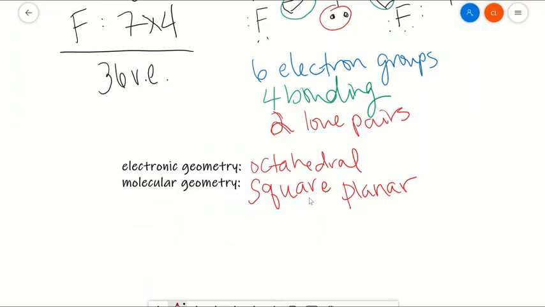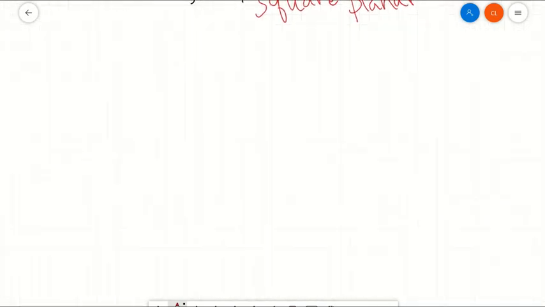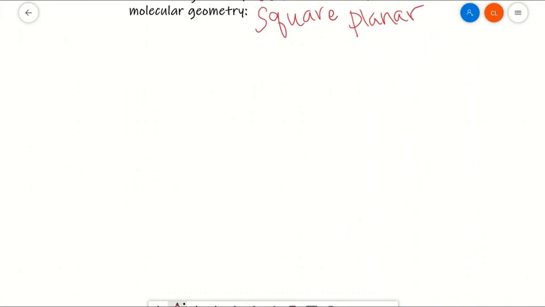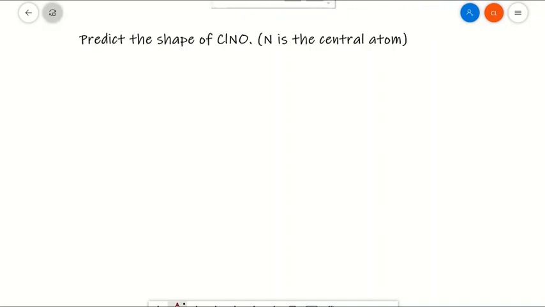All right, so now we are going to do a few practice problems because so far, I was telling you exactly what shape we were going for. So now we're going to do some where you don't know the shape ahead of time. So let's practice some problems. All right, so here's what a question might look like that you might see on a test or a quiz. Predict the shape of ClNO, where N is the central atom. So the first step, if you're going to predict shape, and if it's asking for the shape, that usually means it's looking for the molecular geometry.